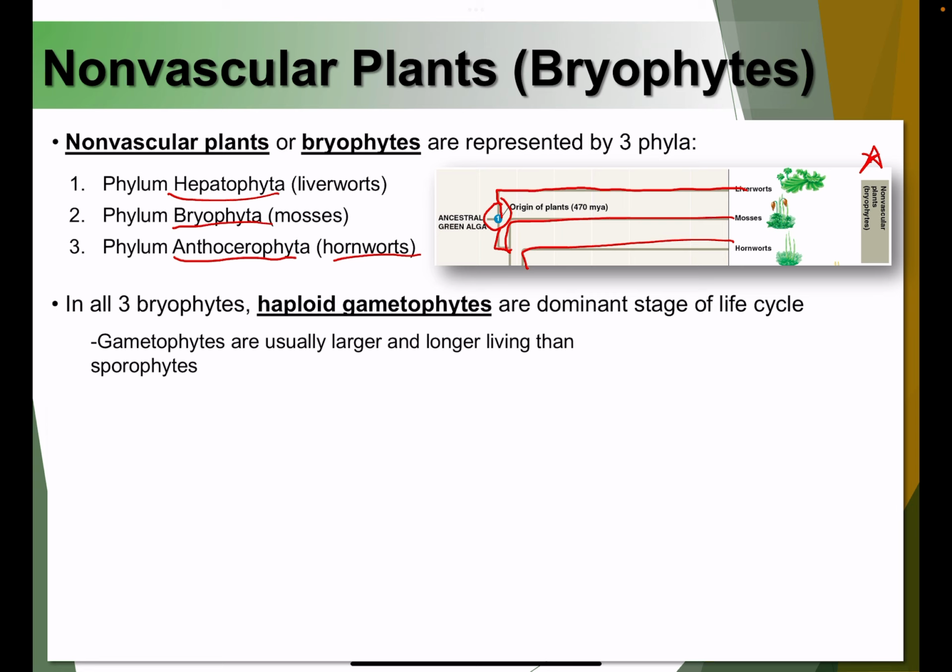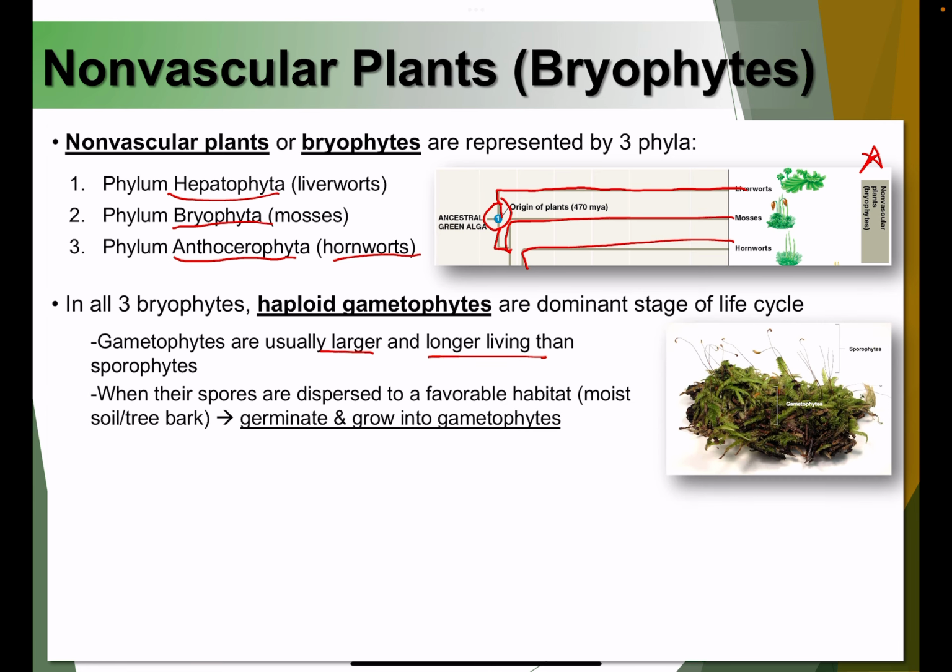And this is actually contrary to vascular plants, where the sporophyte generation is either equal to or even larger and more complex than the gametophyte generation. We'll talk about that when we get to the vascular plants. So gametophytes of the bryophytes are usually larger and longer living than sporophytes. And when their spores are dispersed to a favorable habitat, which usually means moist soil or the tree bark, they will germinate to grow into gametophytes.